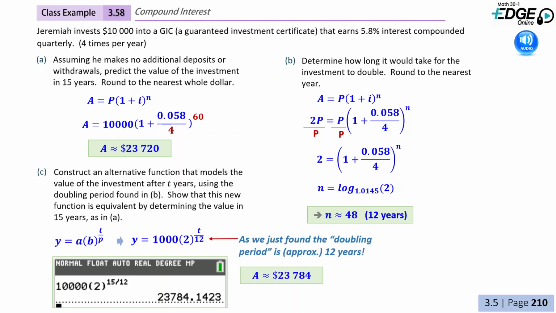So if we plug that into our calculator, we get 23,784, which is off by a bit. And we're kind of expecting that because we did round this. When we said this was approximately 48 and approximately 12 years, we rounded that number. So we were going to be off a little bit, but it's close. It's a close approximation.